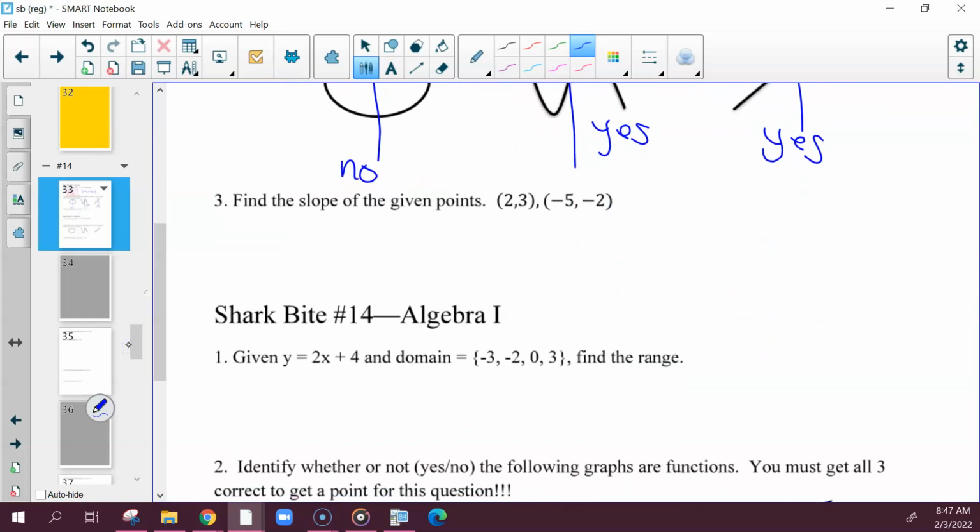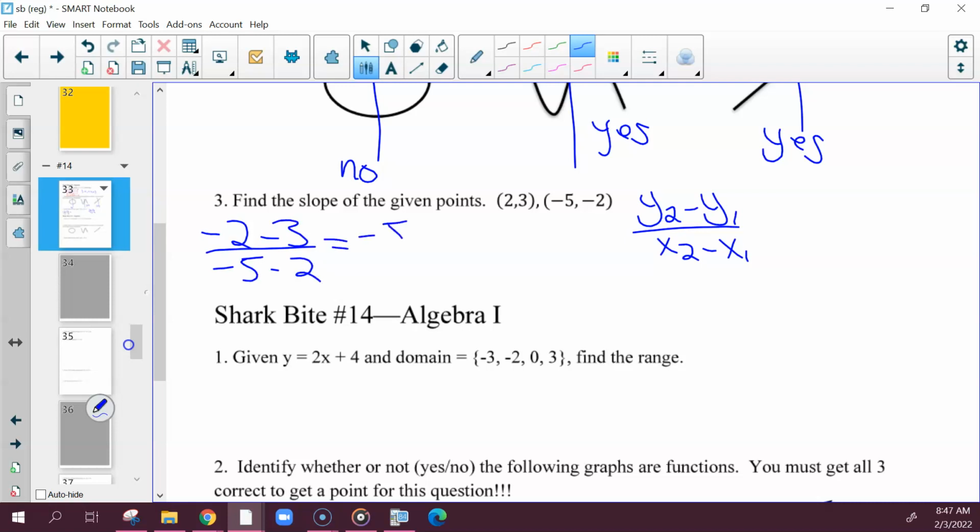And then number 3, we need to find the slope. So remember, that's your y2 minus y1 over x2 minus x1. So we would have negative 2 minus 3 over negative 5 minus 2, or negative 5 over negative 7, which would simplify to just positive 5 over 7. Questions on those 3?